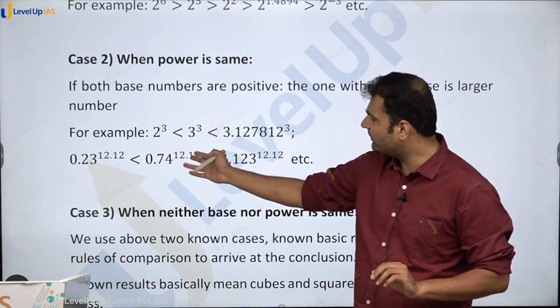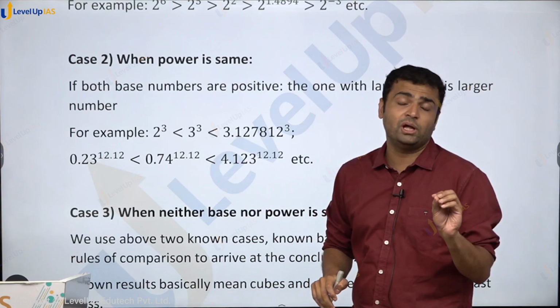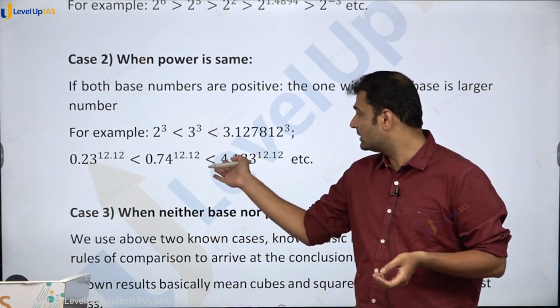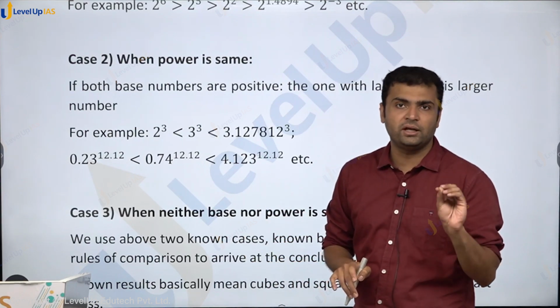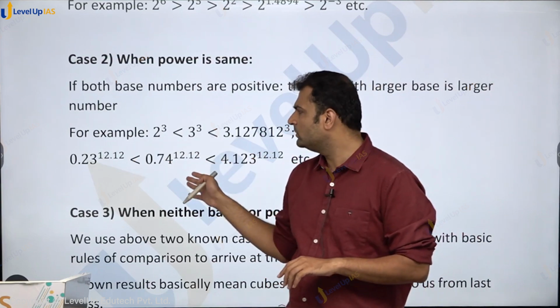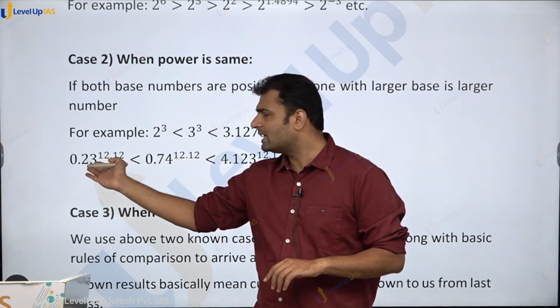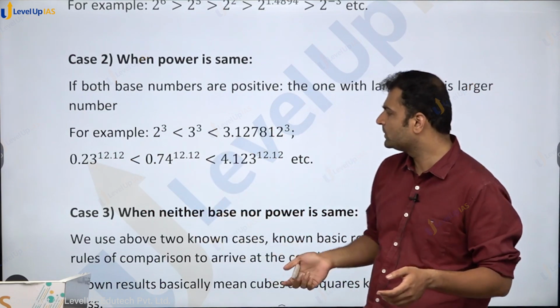Again, here everywhere power is 12. We don't have to tell what is the answer or what is this quantity. That we don't care about. We just care about inequality. कि कौन सा बड़ा है, कौन सा छोटा है. So if the powers are same, then larger the base, larger the number. Larger the base, larger the number, obviously.